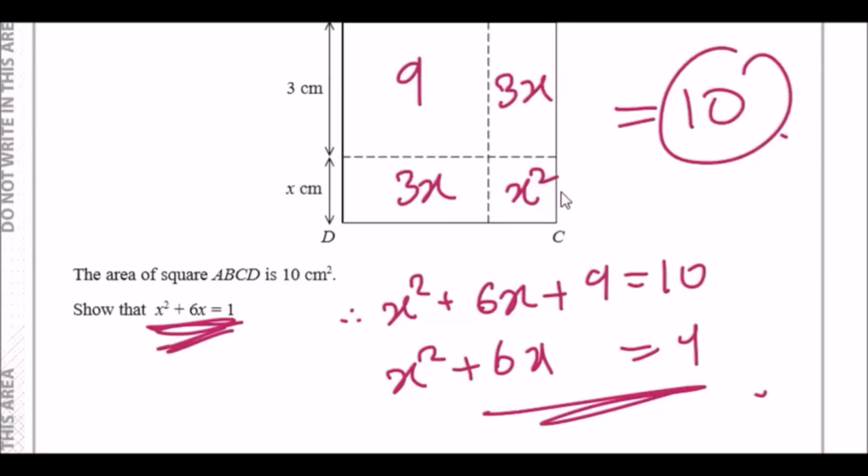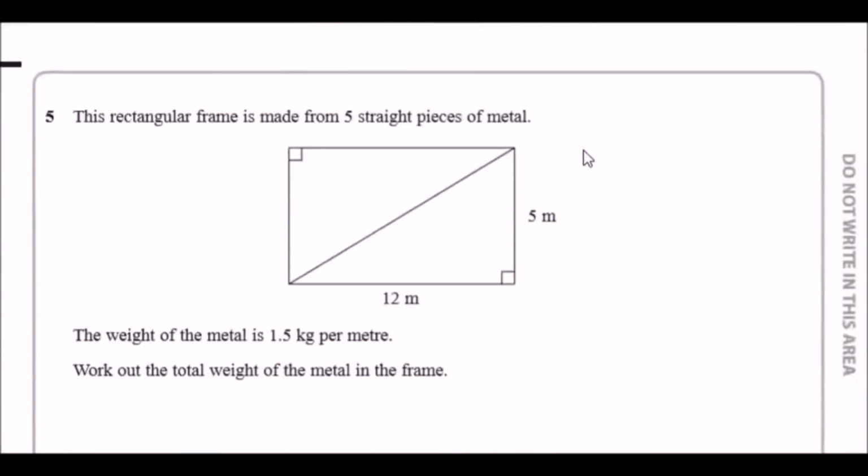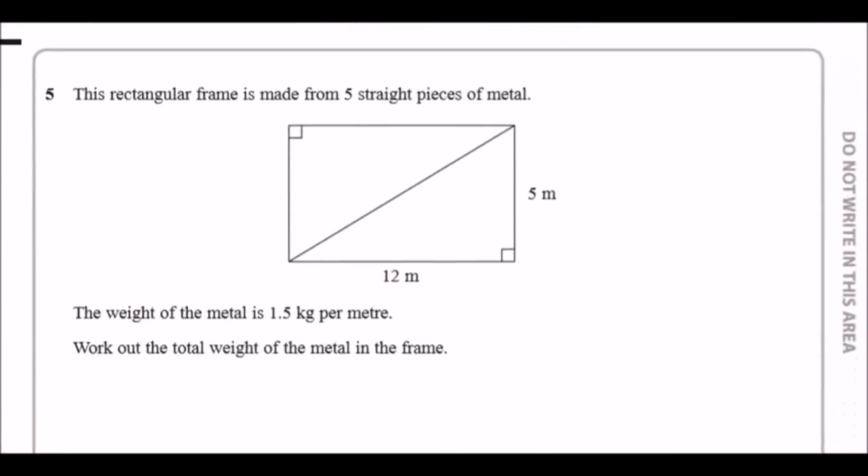Okay. Alright, so let's move on. Number 5. So this rectangular frame is made from 5 straight pieces of metal. Oof. I mean, just looking at it head on, this looks like a Pythagoras' theorem. So the weight of the metal is 1.5 kilograms per meter. So every meter, whatever your final result, times it by 1.5. Work out the total weight. Okay, that's fine. So total weight would literally be 1.5 times your answer. So that's what we're going for.